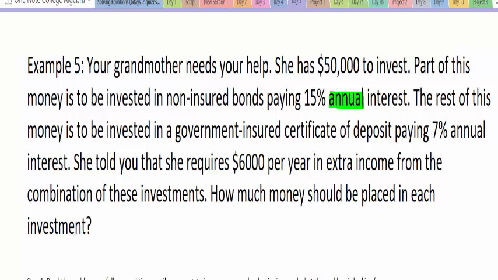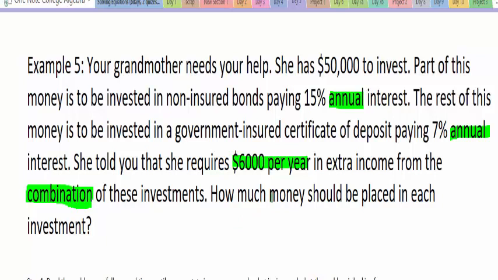The rest of the money is to be invested in a government-insured certificate of deposit, that's a CD, paying 7% annual, again per year, of interest. And she told you that she requires $6,000 per year in extra income from the combination of these two investments. Combination meaning we've got to add how much money we're getting from each together to get $6,000. How much money should be placed in each investment?